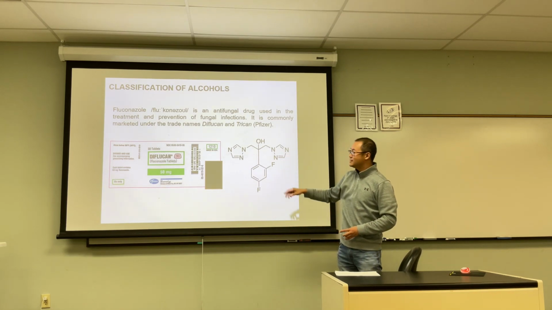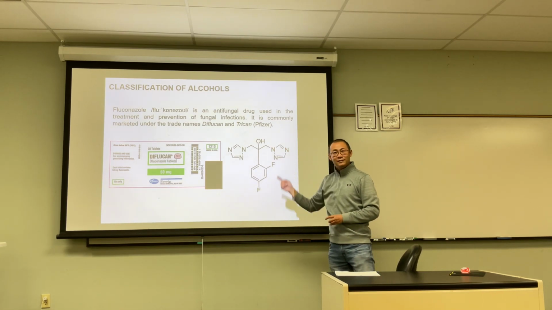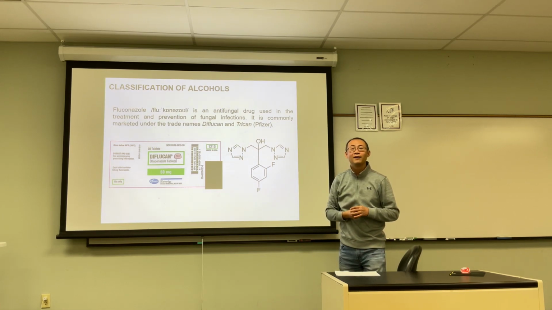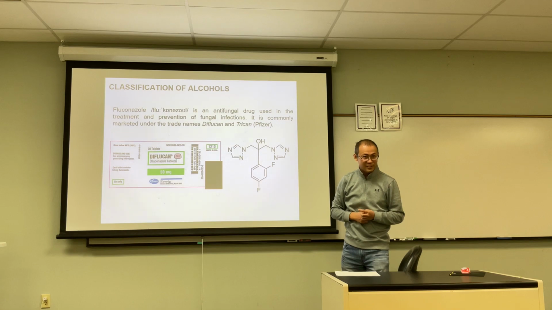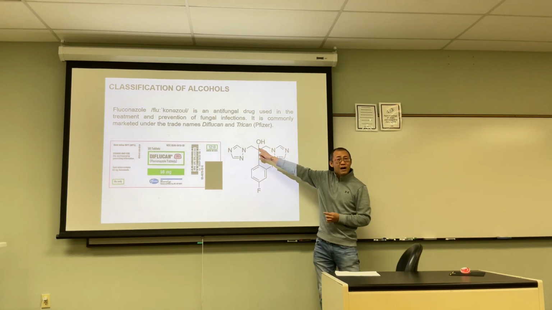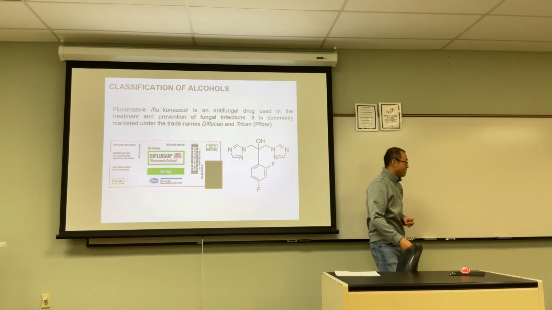Here, take a look. This is alcohol, right? See the OH? So what type of alcohol? Tertiary. Do you guys agree, tertiary? Yes, it's a tertiary alcohol. This carbon has how many groups? Three groups, and there's no hydrogen on this carbon. Okay, very good. It's a tertiary alcohol.